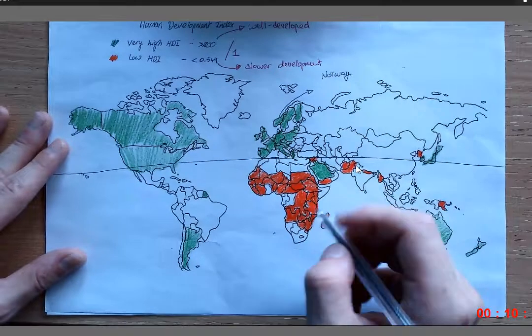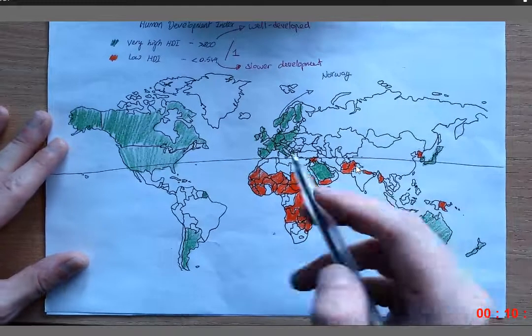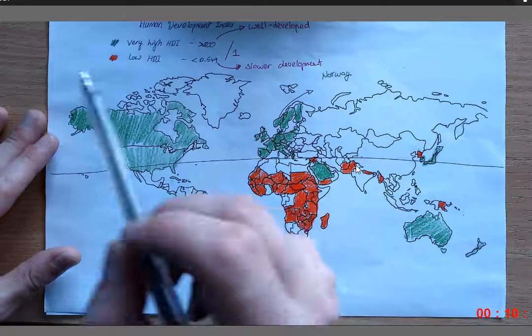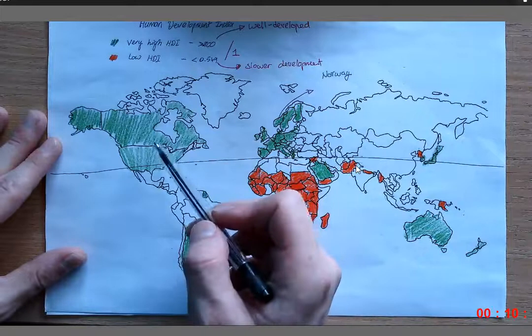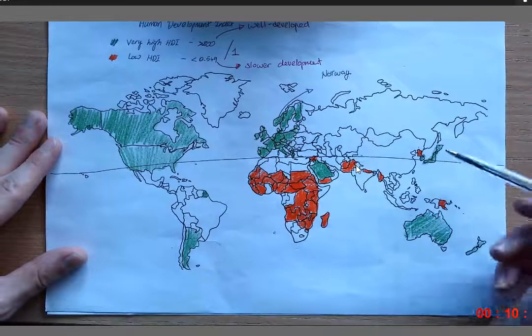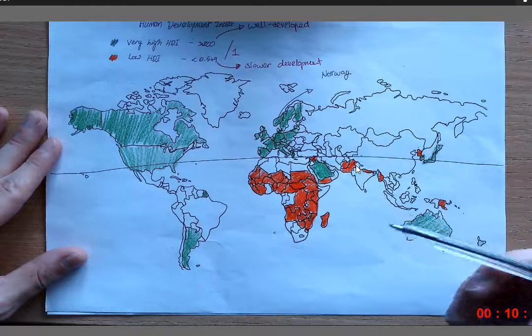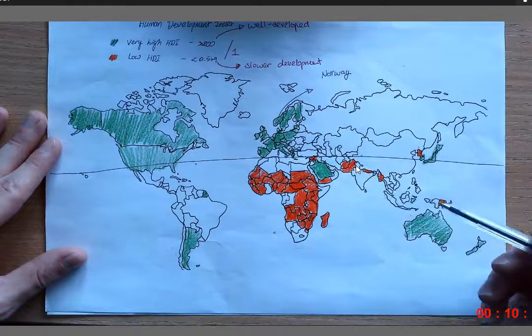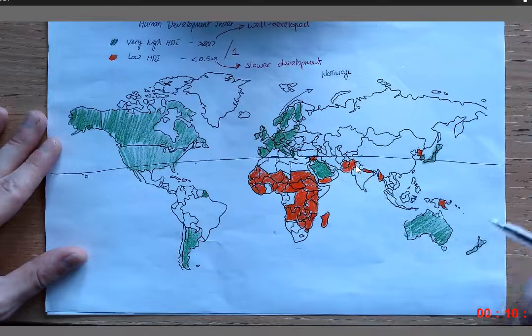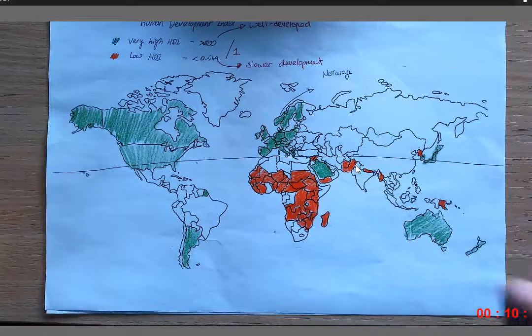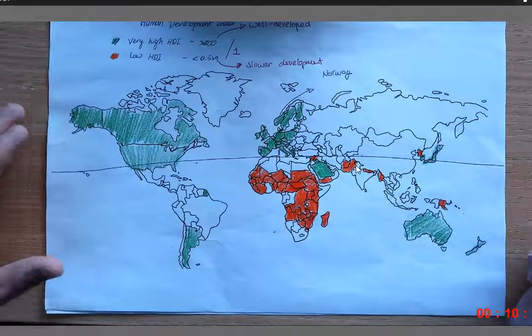Most of them are actually concentrated in Africa, whereas most countries with a very high HDI are concentrated in North America and Europe. And then there's some outliers around here. We've got the likes of Argentina, Saudi Arabia, Australia, Japan, which is very close to the equator, but in the northern hemisphere.